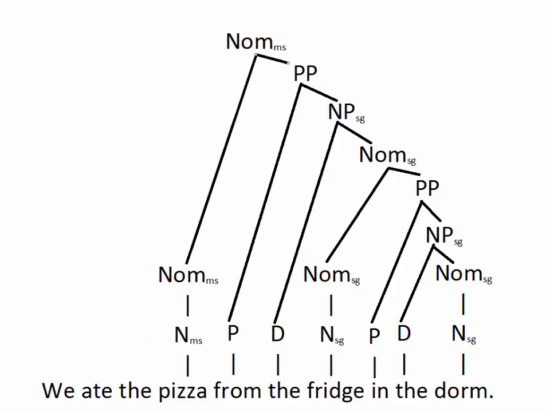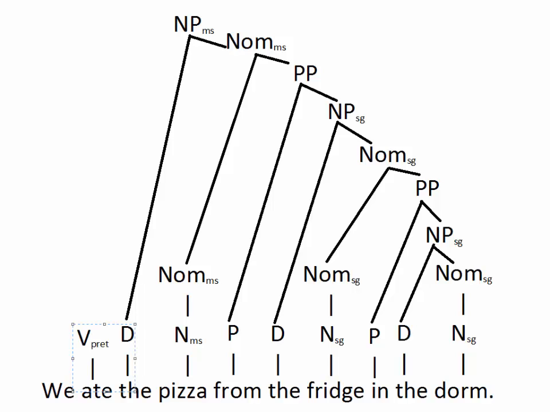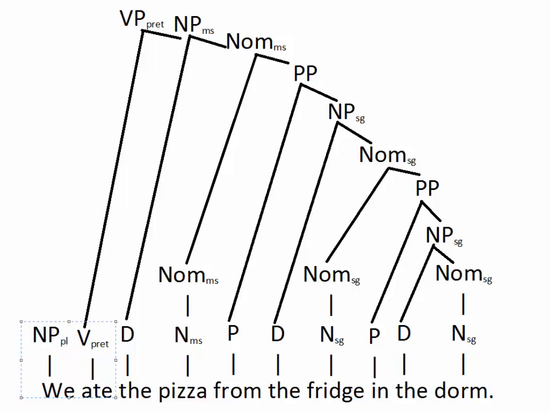And with the addition of the final determiner, the, we now have the noun phrase object for the verb ate. The noun phrase can combine with the verb to give us the verb phrase. With the predicate intact, we can now label the subject, we, and combine it with the verb phrase to make the sentence. And that'll be our structure for we ate the pizza from the fridge in the dorm.